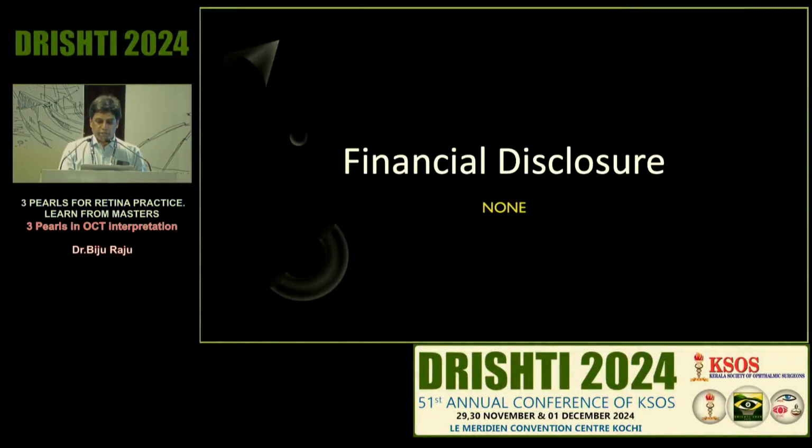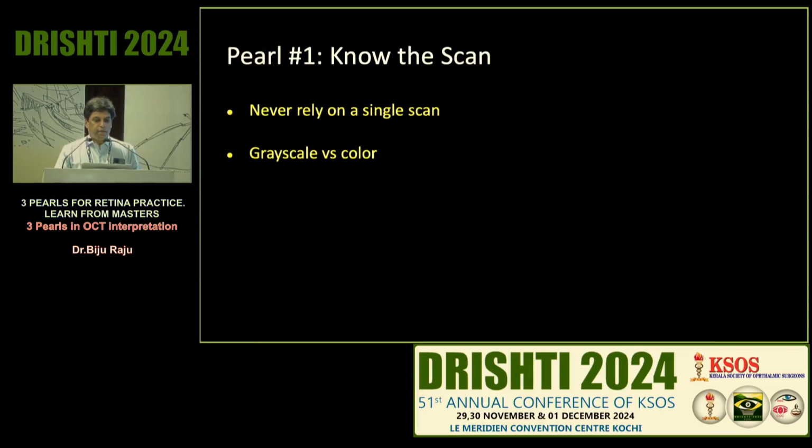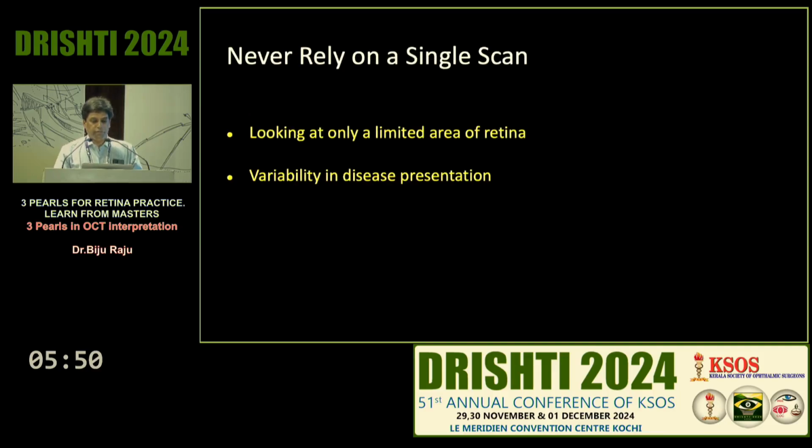I have no financial disclosure to be made. My first pearl on OCT would be to know your scan and never to rely on a single scan, and also to rely more on the grayscale than the false color code of the image. If you rely on a single printout or a single scan of the OCT, then you are missing out a whole lot of things on the retina.